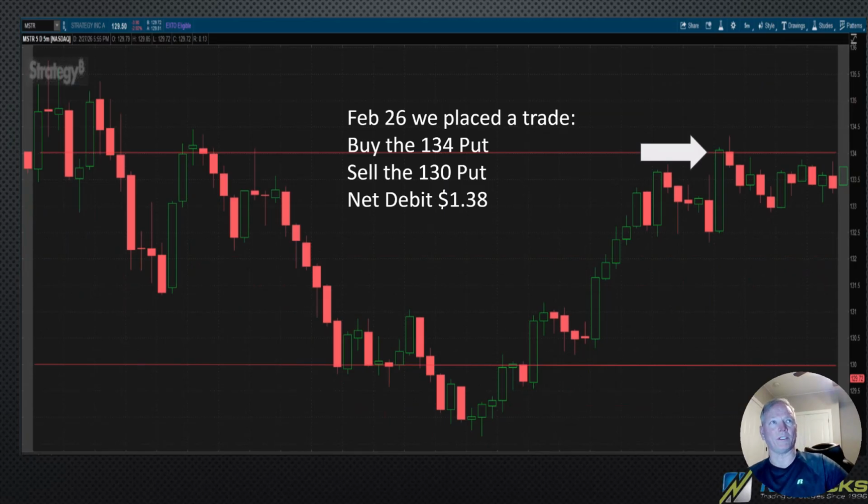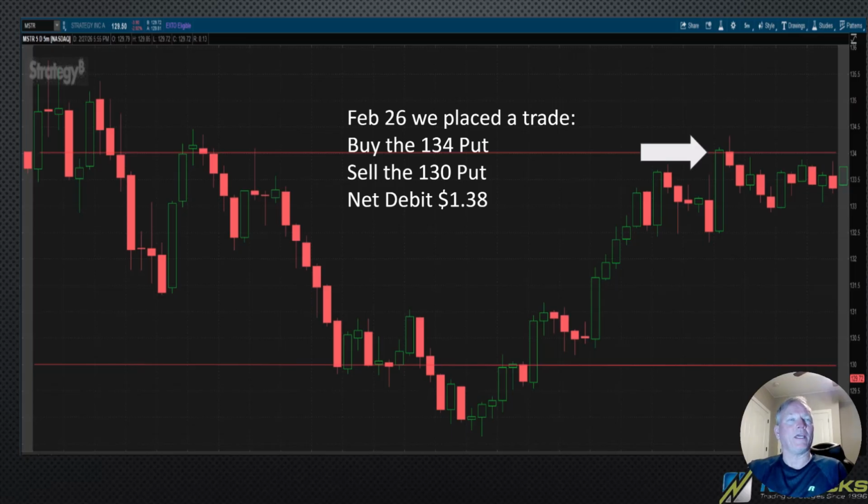Now we only held this trade overnight, and we put the trade on just before the close on Thursday, the 26th of February. Again, we bought the 134 put. We sold the 130 put. We paid a net debit of 138.